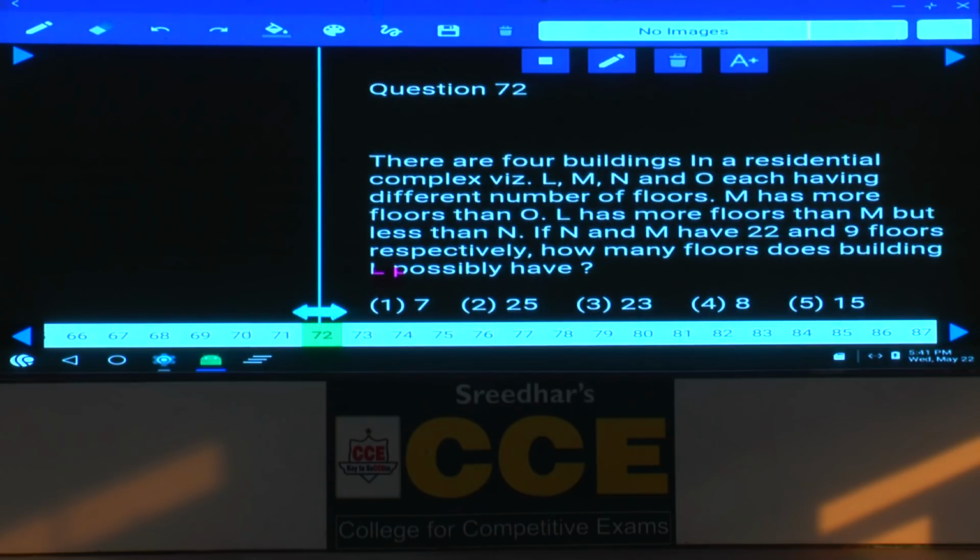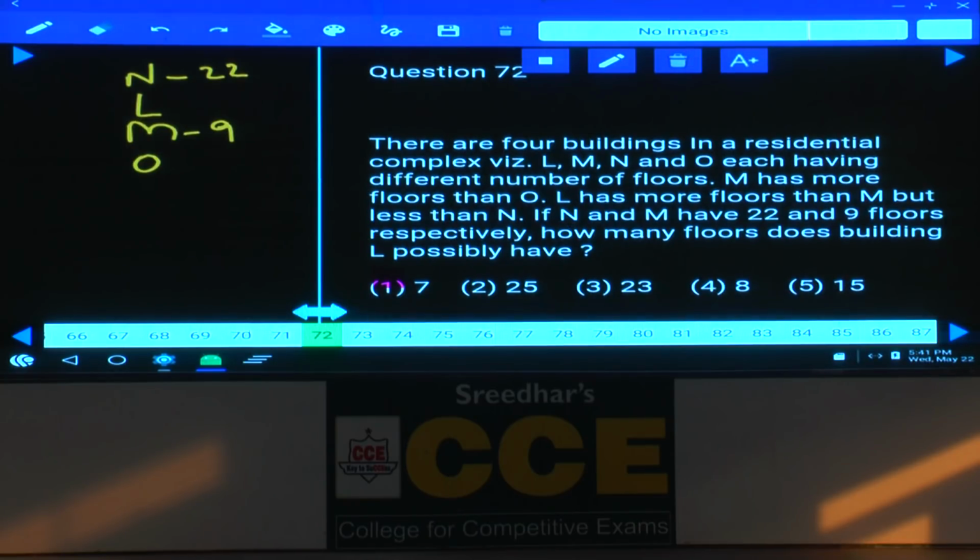Then question number 72. There are 4 buildings in a residential complex, L, M, N and O, each having a different number of floors. M has more floors than O, can be written like this. L has more floors than M, but less than N. Now this is how these 4 buildings are arranged. If N and M have 22 and 9 floors, N is 22, M is 9. Then how many floors does building L possibly have? Now L must be in between 9 and 22. In between 9 and 22, what is the number here? 15. 15, that is given in choice 5.